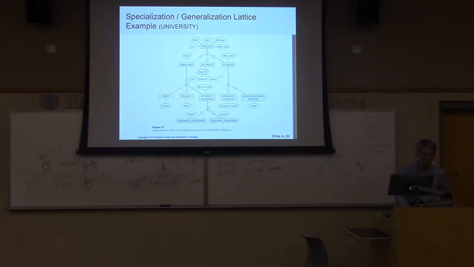So this is one example of the ER modeling for the university, part of a university database. Quick question. How many entities can you find?